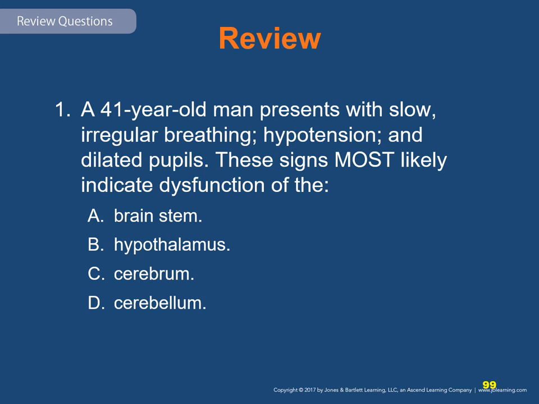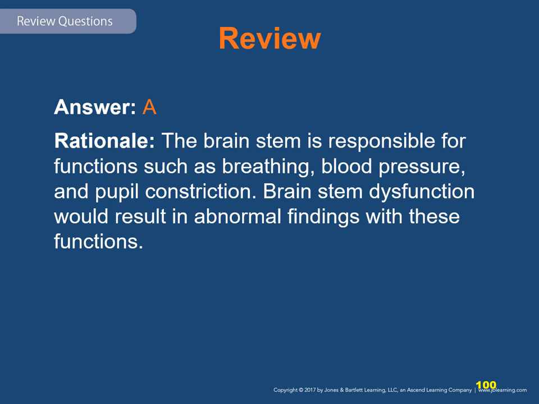So again, 41-year-old man who presents with slow, irregular breathing, hypotension, and dilated pupils. Which part of the brain normally manages these things? Take a look at the answer, and I bet you'll get it correct. It is A, the brainstem. The brainstem is responsible for functions such as breathing, blood pressure, and pupil constriction. Brainstem dysfunction would result in abnormal findings with these functions. The brainstem regulates all of the autonomic functions in the body. So the correct answer here is brainstem.